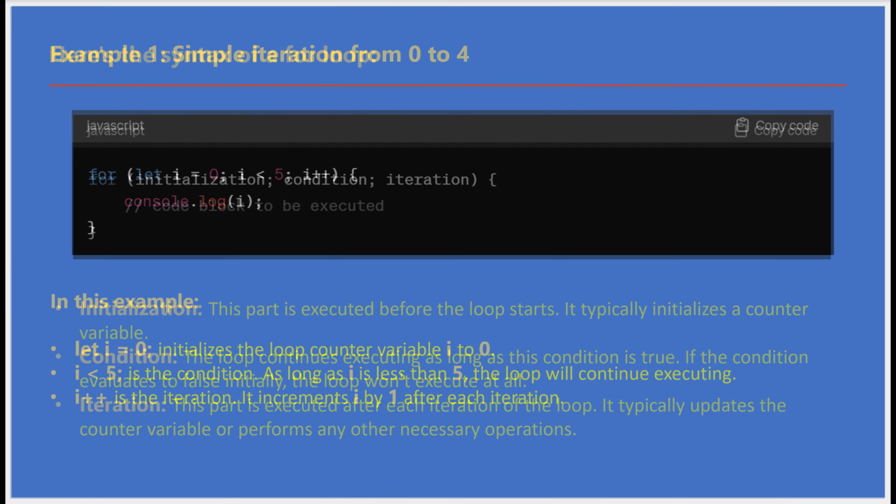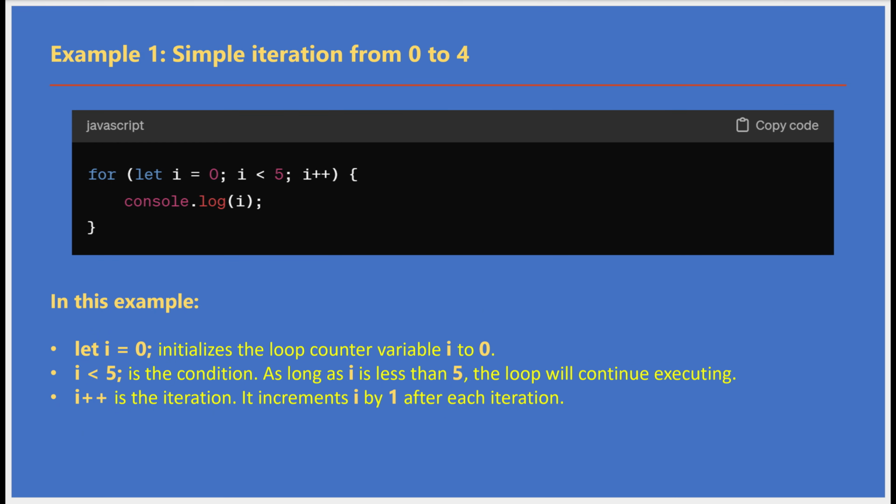Now onto some examples. Consider a simple iteration from 0 to 4. for (let i = 0; i < 5; i++). Here, let i = 0 initializes the loop counter variable i at 0. i < 5 is the condition. As long as i is less than 5, the loop keeps going. i++ is the iteration, incrementing i by 1 after each cycle.